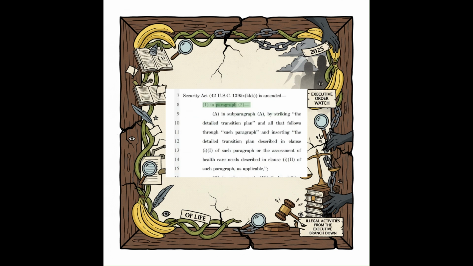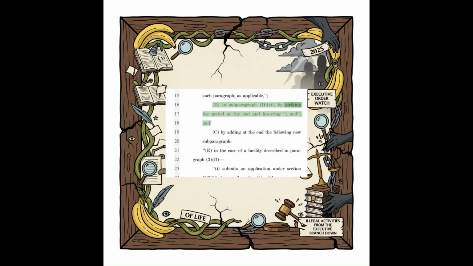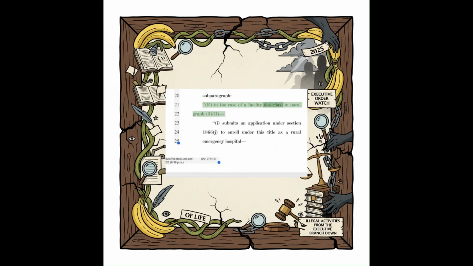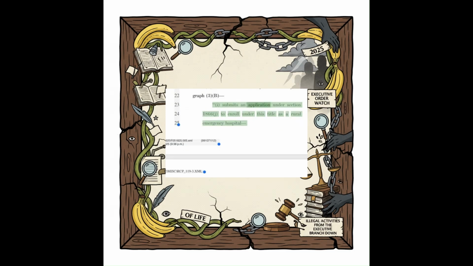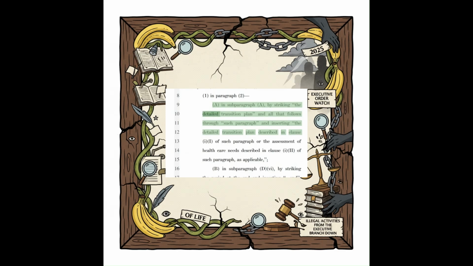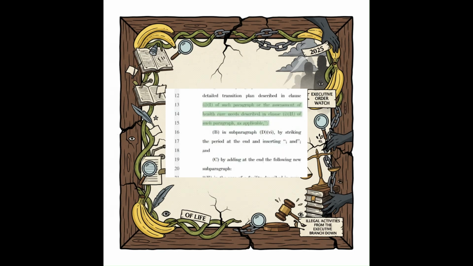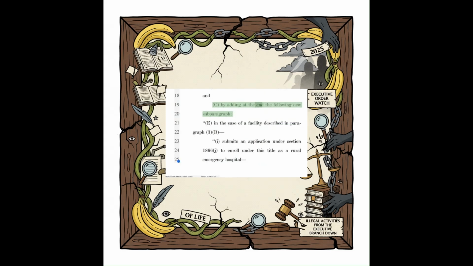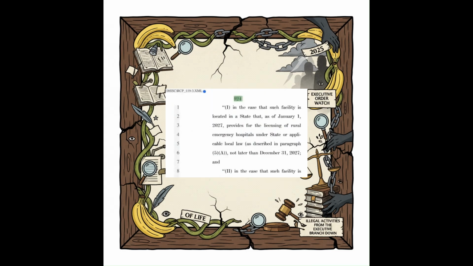In subparagraph, by striking the period at the end and inserting the following: in the case of a facility described in paragraph, submits an application under Section 1866 to enroll under this title as a rural emergency hospital. In subparagraph, by striking the detailed transition plan and all that follows through such paragraph and inserting the detailed transition plan described in clause of such paragraph or the assessment of healthcare needs described in clause of such paragraph, as applicable. By adding at the end the following new subparagraph.